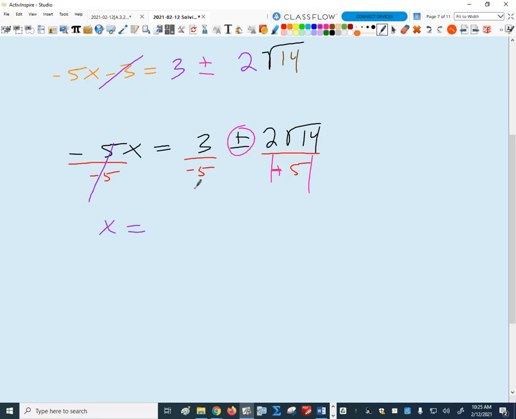Okay, so then we end up with our final answer just looks like x equals negative 3/5 plus or minus 2 radical 14 over 5. Okay, everybody see that?